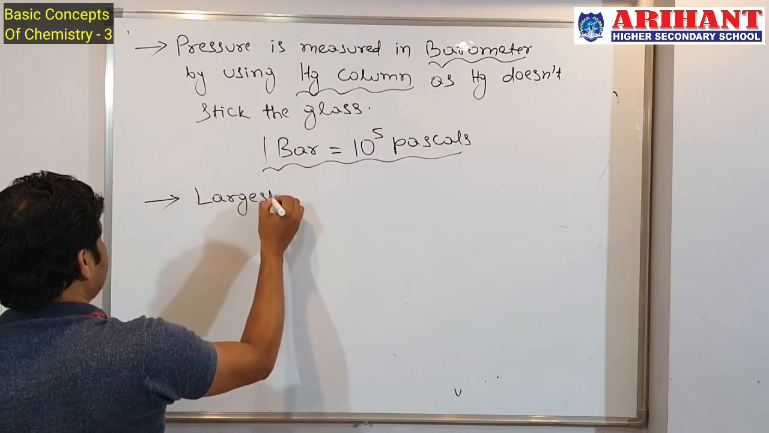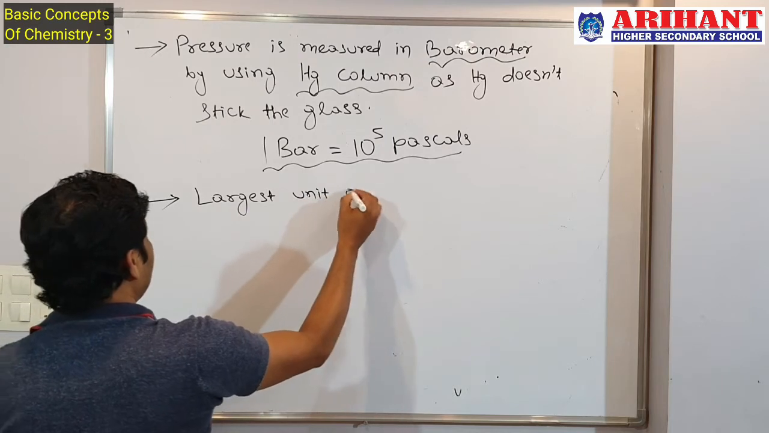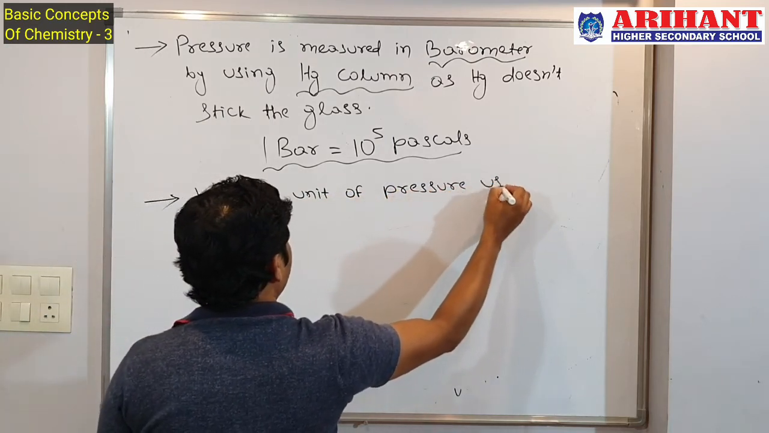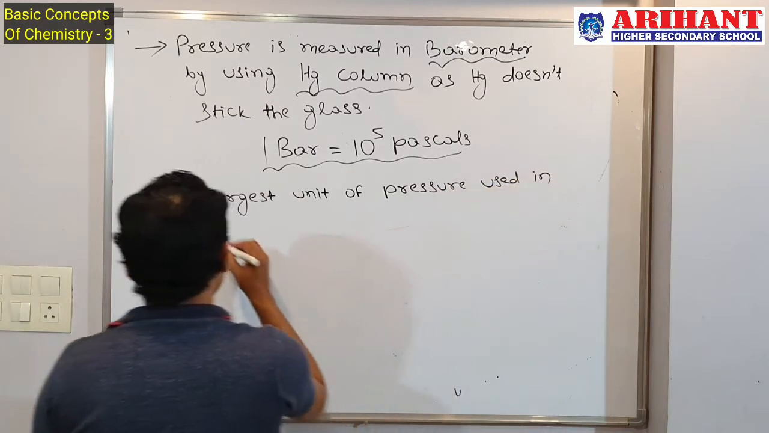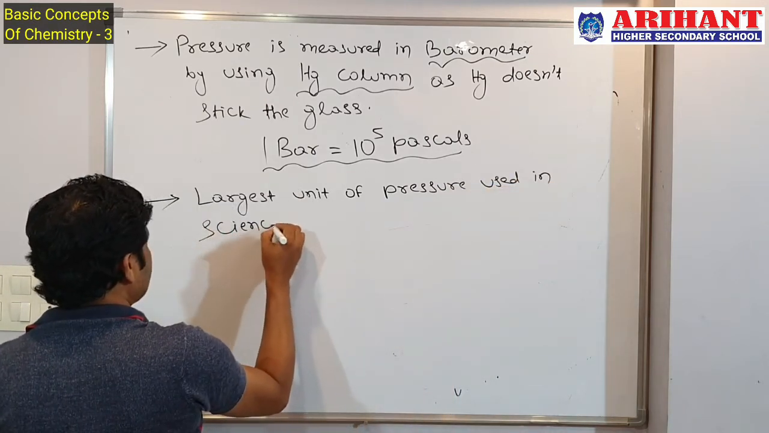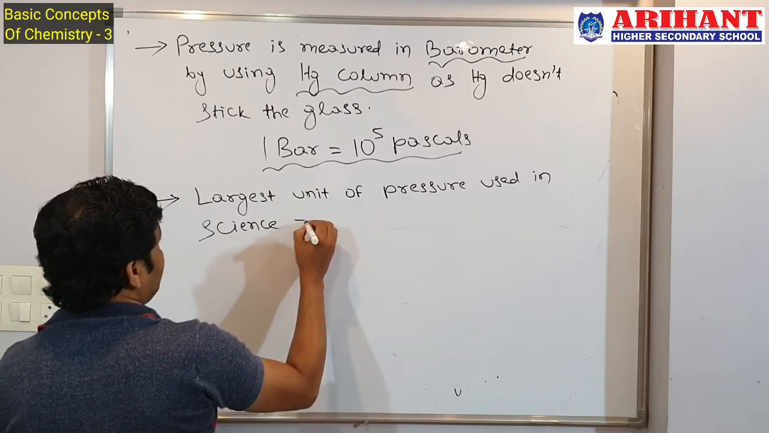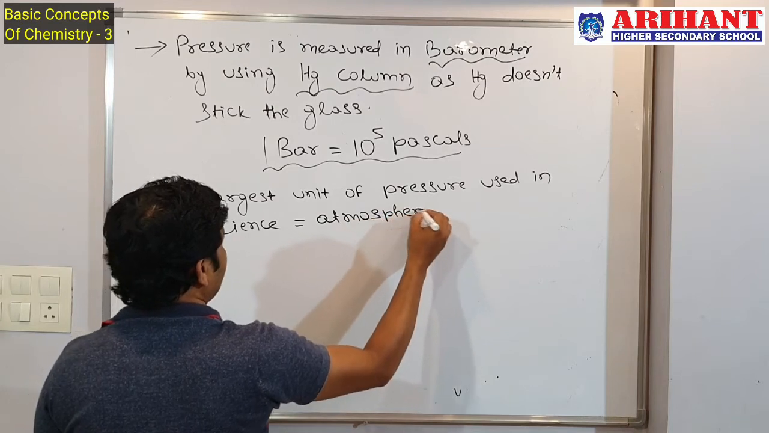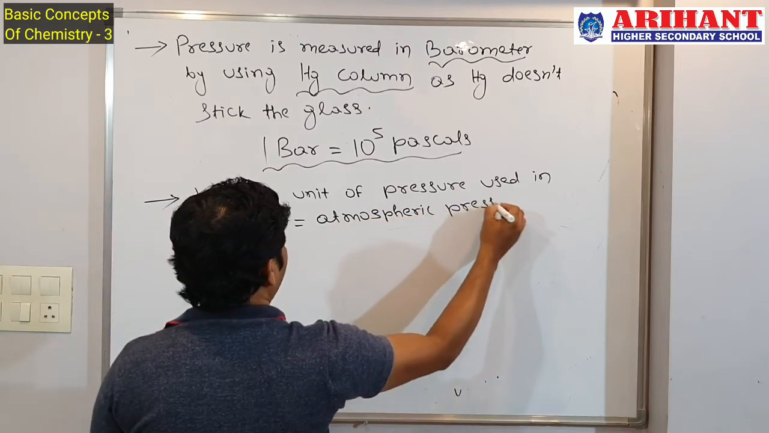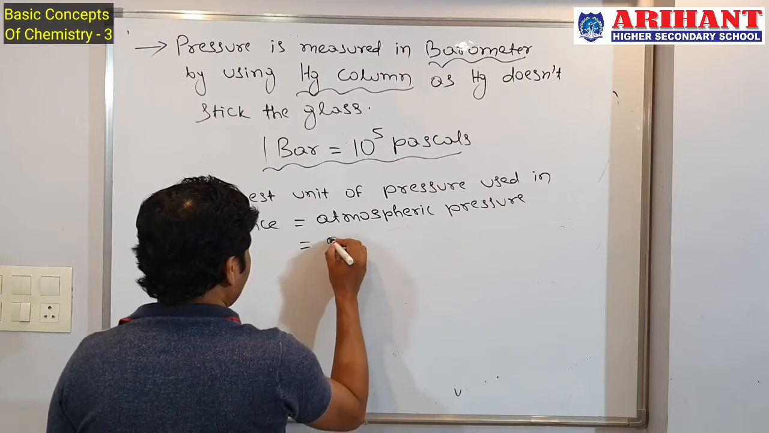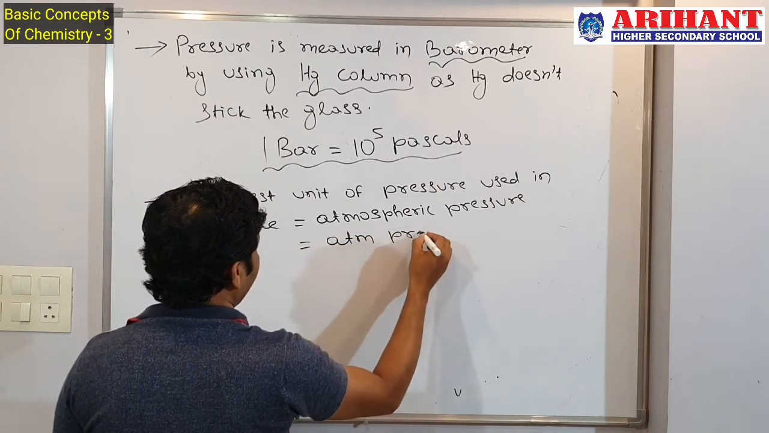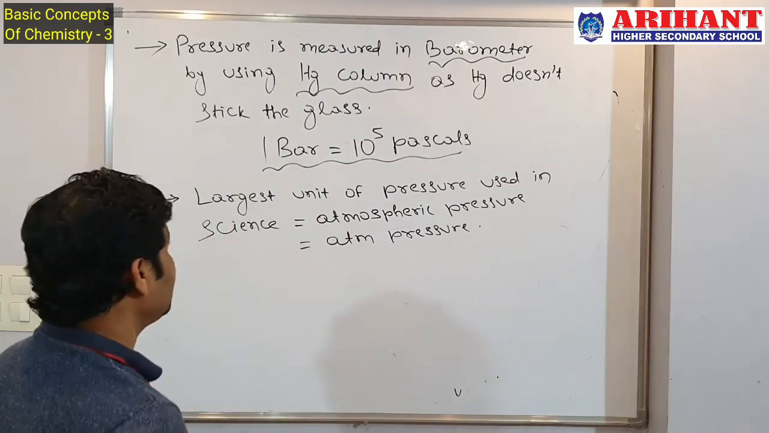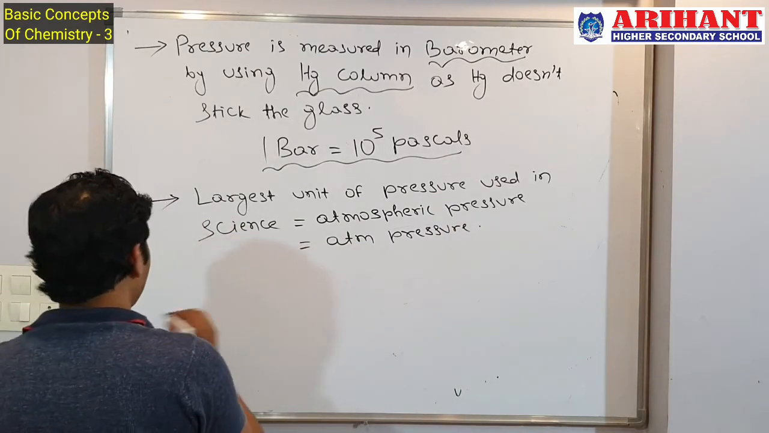The largest unit of pressure used in science is equal to atmospheric pressure. In shortcut, it is ATM pressure, atmospheric pressure. An interesting point.